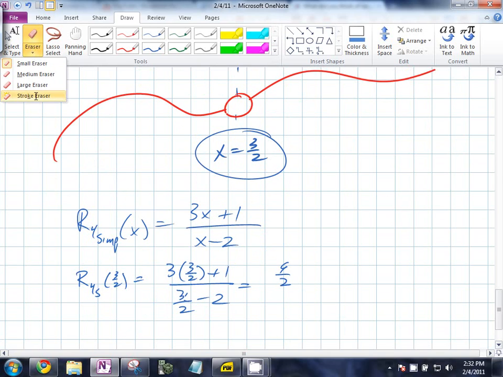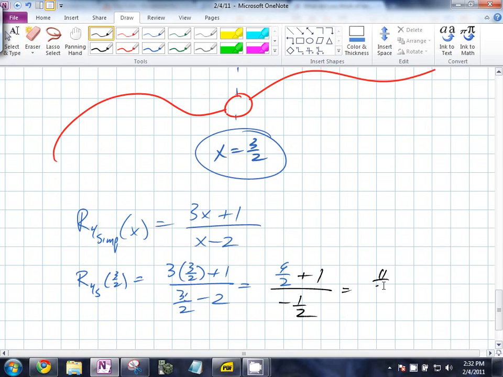And we're adding to it 1 over negative a half. So that's going to be 11 over 2 over negative 1/2, which is negative what? It's going to be negative 11 over 2, which is negative 11. Yep. So do we actually know where this point is now? It is at 3 over 2, comma, negative 11.